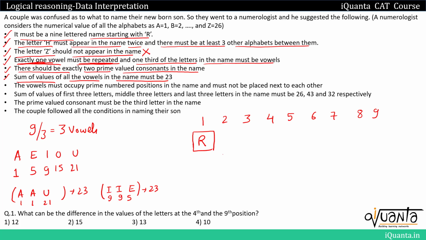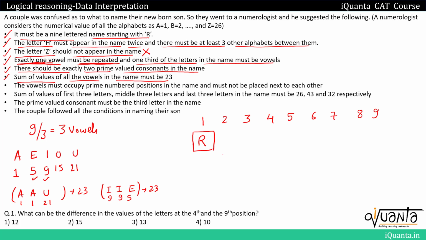So first of all we tried to repeat A, then we got the value of U equal to 21. If we repeat E, then E plus E will give me 10. I need 13 more, but there is no vowel that has value 13. If I repeat I, I will have to repeat I 2 times, which will give me a sum of 18. So that means I need 5 more to make it 23. And there is a vowel E, so 18 plus 5 equal to 23. That's how we got this pair.